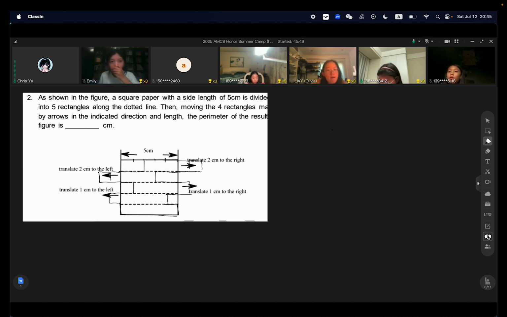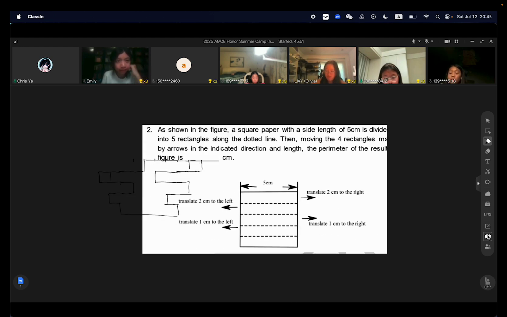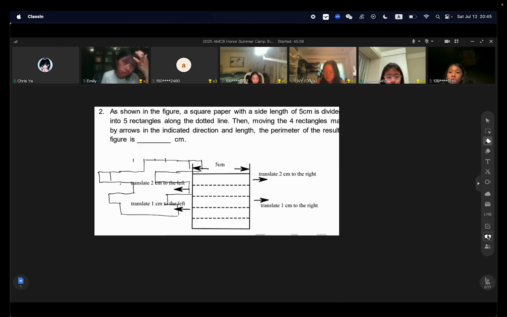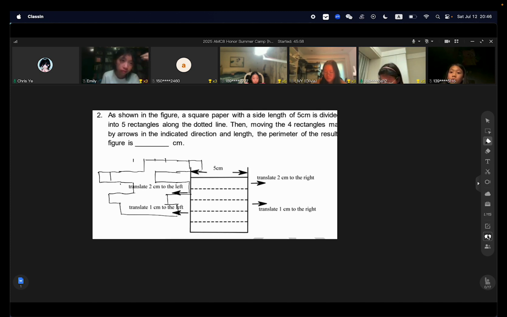I'm gonna try and move it. It's gonna be a little hard to look at, but so our figure is going to look like this, and we need to find what the perimeter is. It looks a bit complex, but again, we can just do translation as I taught you guys before.